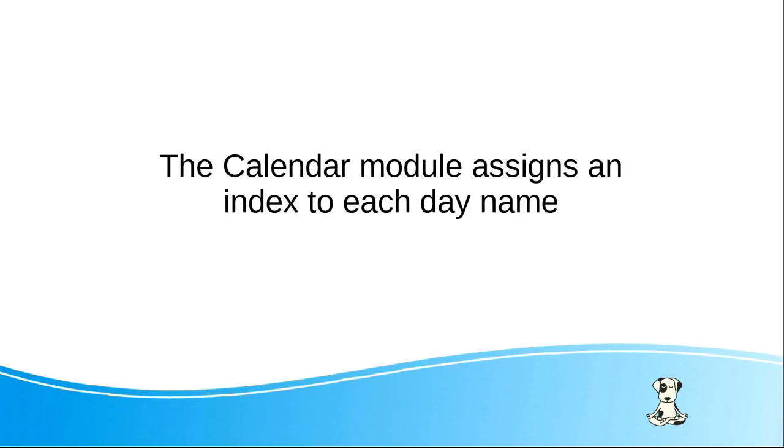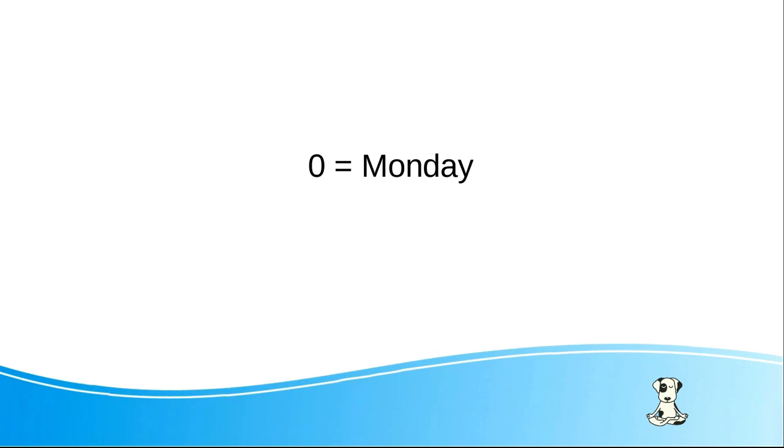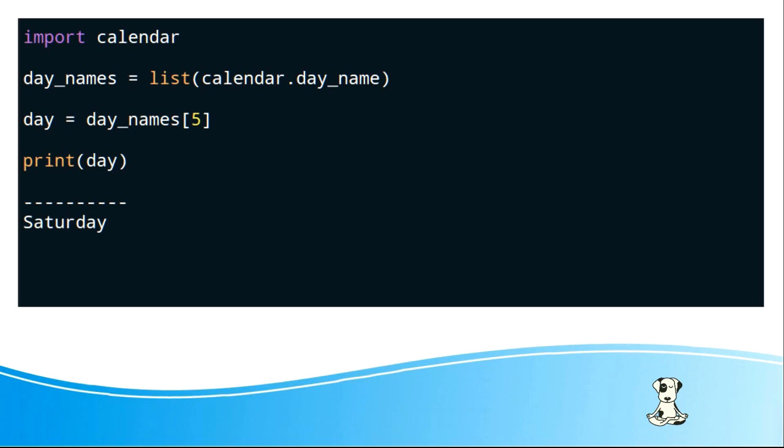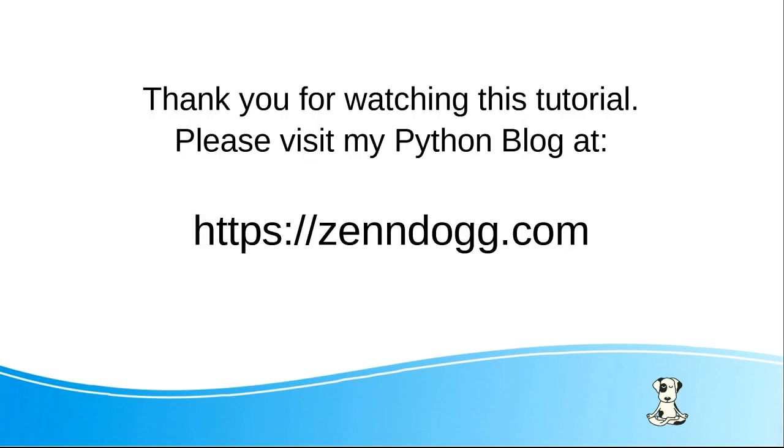Here is how. First, the calendar module assigns an index to each day name: 0 for Monday, 1 for Tuesday, 2 for Wednesday, and so on. This allows us to access the name of the day this way: day = day_names[5]. day equals Saturday.